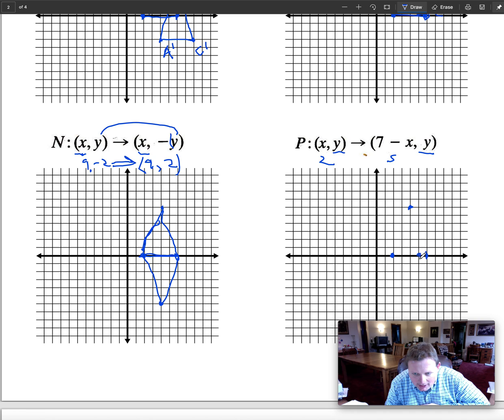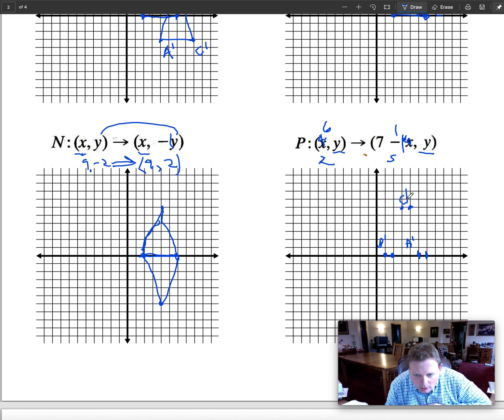So this is my new A prime, which you should label because you don't have to write with a mouse. The 6, right here, plug it in over here, becomes a 1. And so then B prime is right here. And then my 4, if we plug that in, that becomes a 3. So 4 becomes a 3, but then it's 3, 6, and that's C prime.